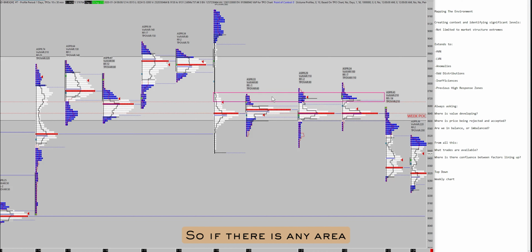So if there is any area that is to invalidate this move up, continuing down, it would be the high of this confluent level. So we're looking at, again, right around 87.60, 87.70.